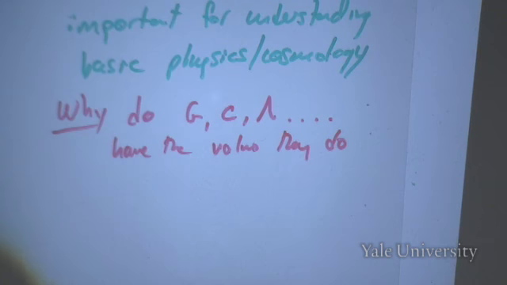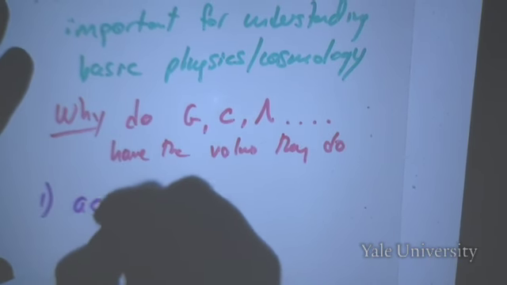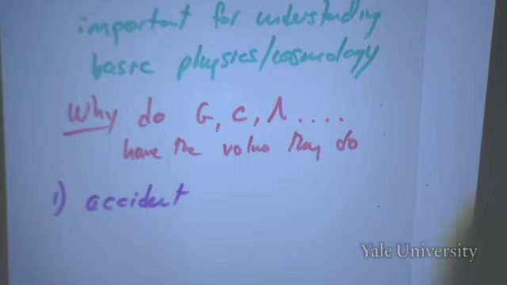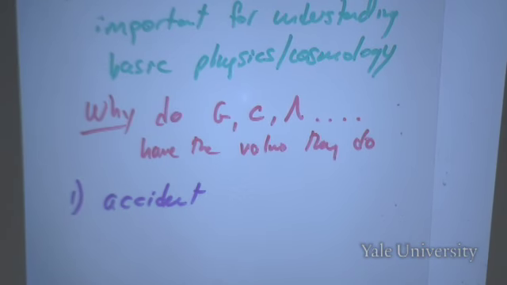Okay, so as I said, there are a wide variety of different kinds of categories of answers to this. One is that it's just a big accident. Whatever it was that set these numbers happened to pick a set of numbers that allowed life to exist. And there's nothing to talk about because it's just a complete accident.